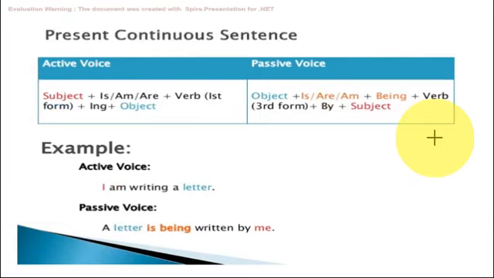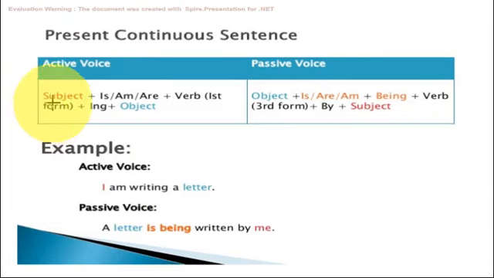Now see here, present continuous tense. Now remember the rules. Here I have given one example: I am writing a letter. Basically present continuous sentence in English is used to show or to talk about the action which is going on at the time of speaking. Anyway, this is not important for us here. What is important? How to convert the sentence of active voice into passive one.